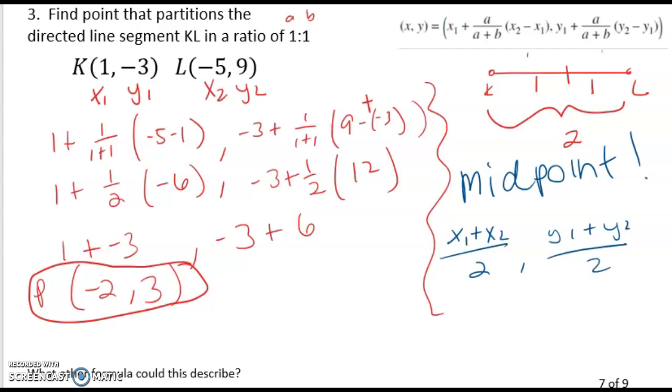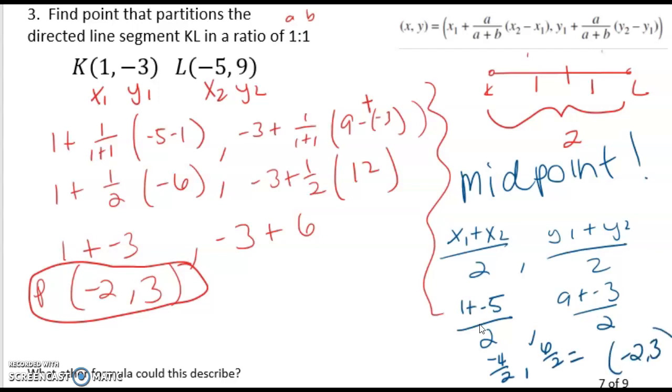Okay, when I add those two values together, my x value is 1 plus -5 over 2 and 9 plus -3 over 2. Well, 1 plus -5 is -4 over 2, and 9 plus -3 is 6 over 2, which ultimately reduces to -2, 3. So the midpoint formula comes from partitioning a directed line segment. Both of these are formulas that you've seen before, especially that midpoint formula, but will give you the same result because we're trying to find the middle point.